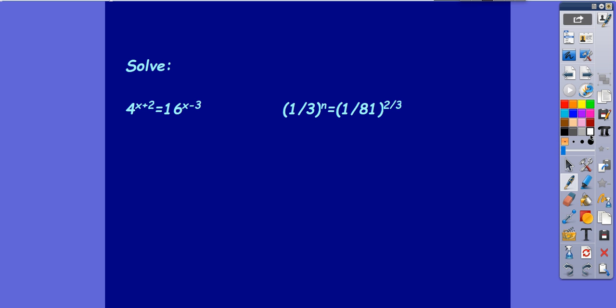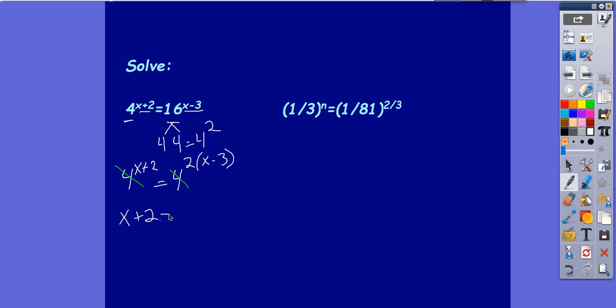So when I look at this, I see that it's 4^(x+2) = 16^(x-3). The bases aren't the same, but I know that I can take the 16, and 16 is 4 times 4, which is 4 squared. So then I have 4^(x+2) equals 4 squared, parentheses x minus 3. Since the bases are now the same, they're gone, and I can solve the resulting equation. x plus 2 equals, I'm going to distribute, 2x minus 6. So this is going to be 8 equals x.